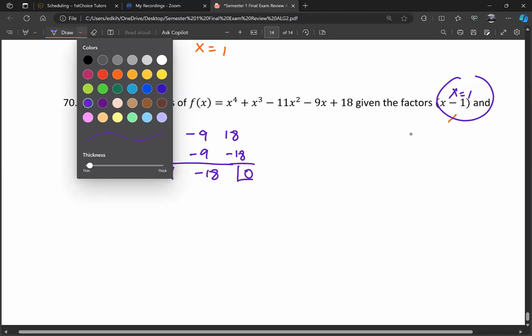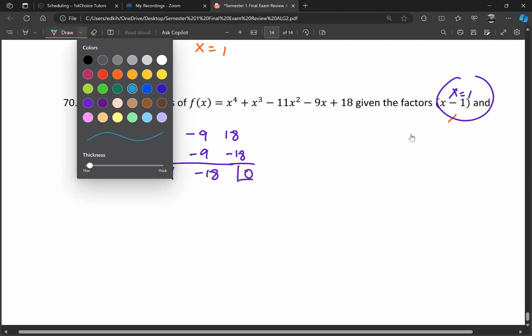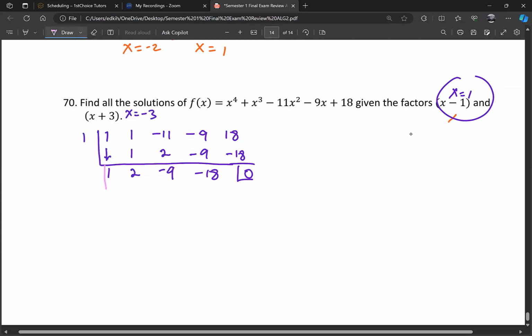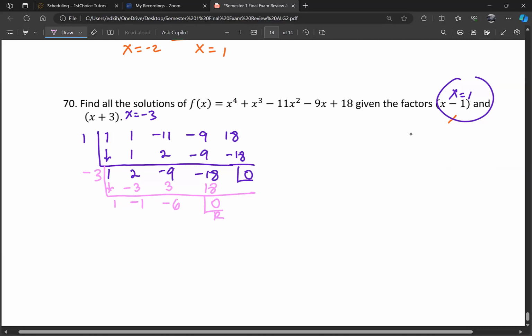Now look at the second one here, which is the -3. That's the one we're going to divide with next. I'm going to put it over here. Now we're dividing this by -3. Again, drop the 1, then multiply, add, multiply, add, multiply, then add. Again, the remainder is 0. That should not come as a surprise because, again, we knew that was a 0.